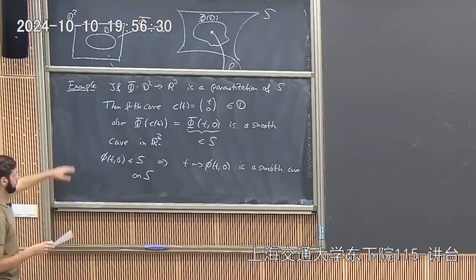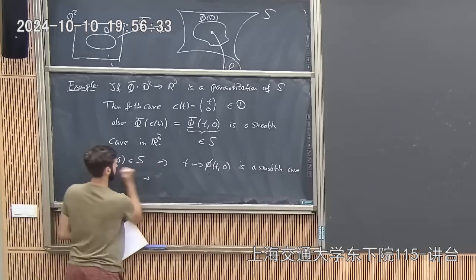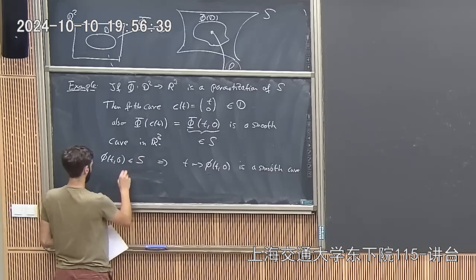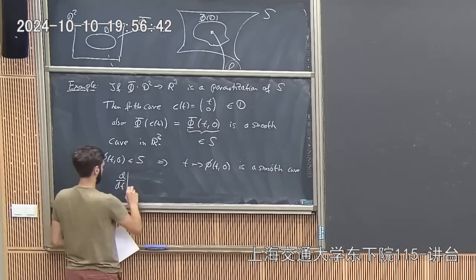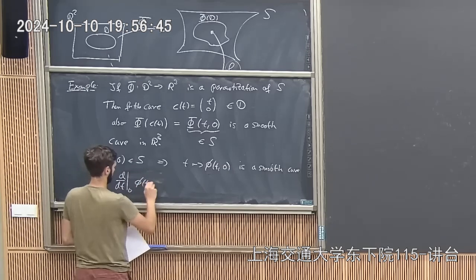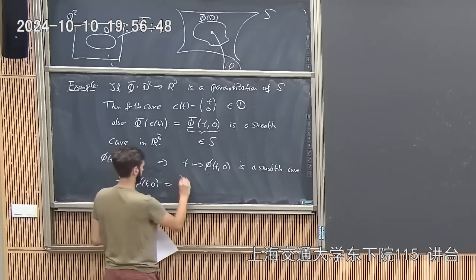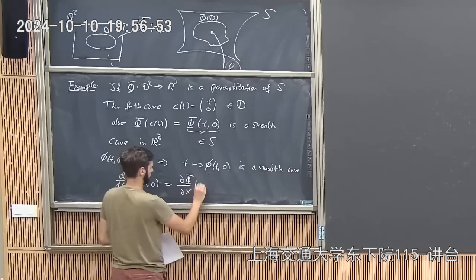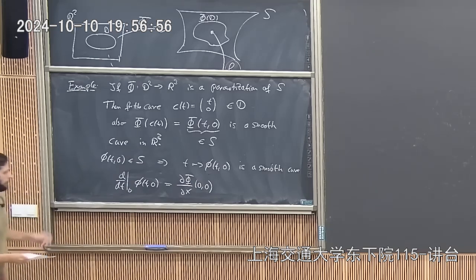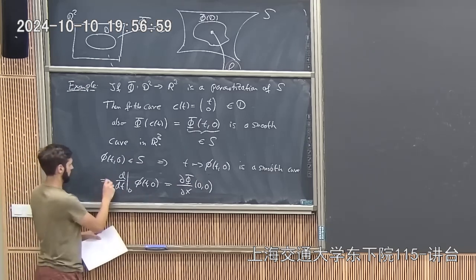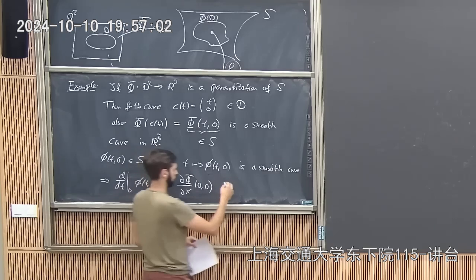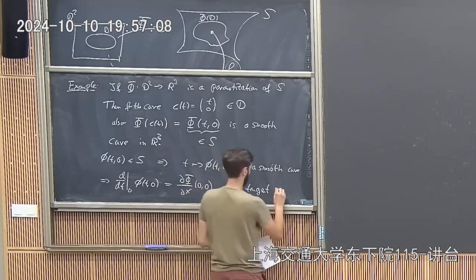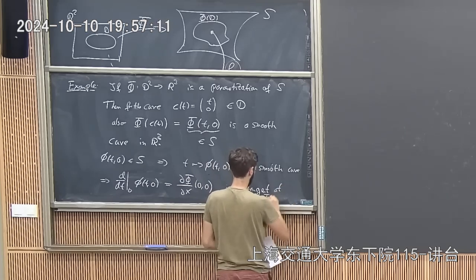In particular, if you look at that example that I wrote down here, if you take the derivative at 0 of this curve c of t, this is nothing else than taking the derivative of phi in x direction at the point 0. So this vector is a tangent vector at the point where the chart is centered.